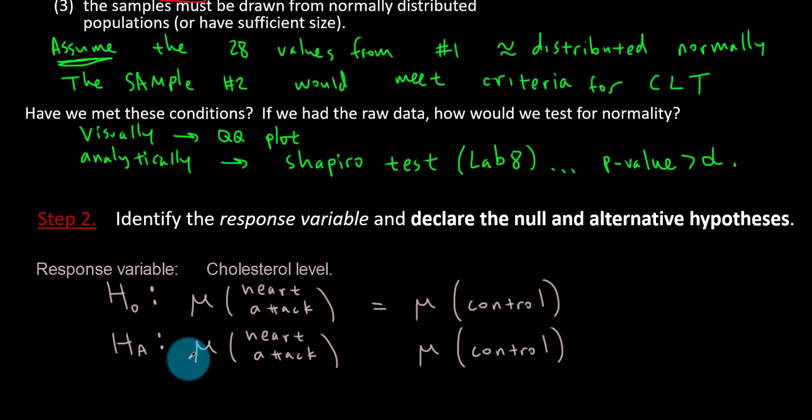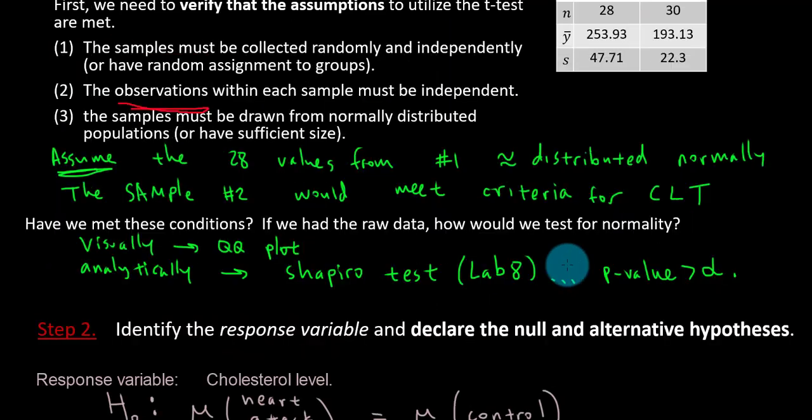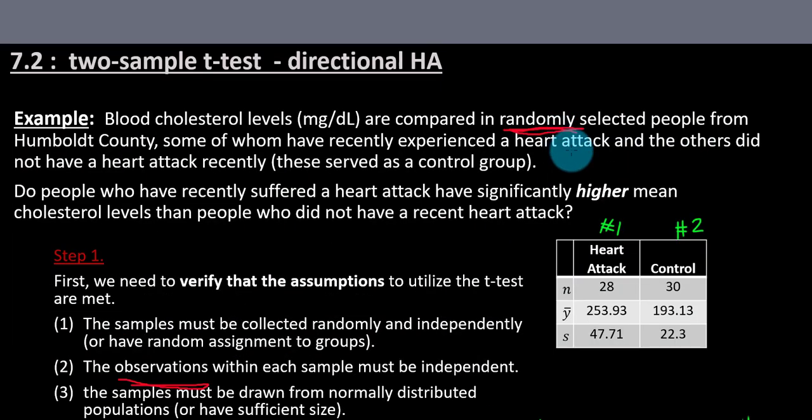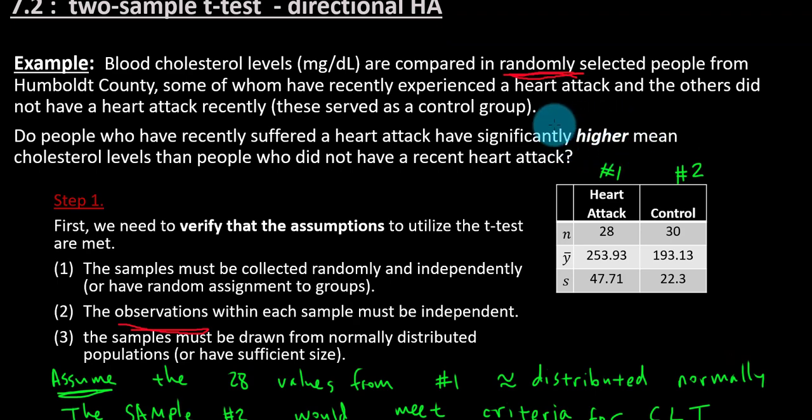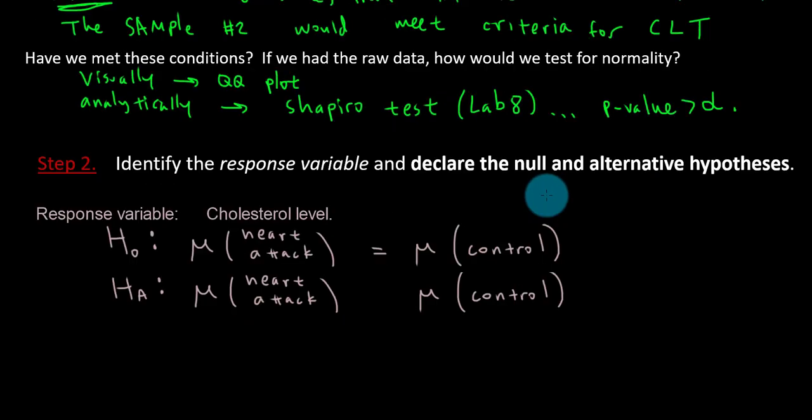Similarly, in the alternative hypothesis, we want to state that there is some sort of difference, but this video is all about a directional hypothesis. And we want to look at the description of the study to guide us in how we are constructing our alternative hypothesis. We will state that the mean cholesterol level is higher in the group that recently suffered a heart attack. I'm going to represent that with a greater than symbol.